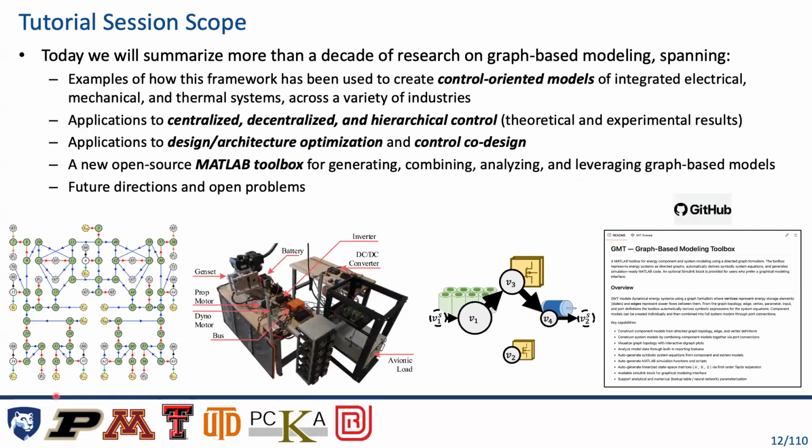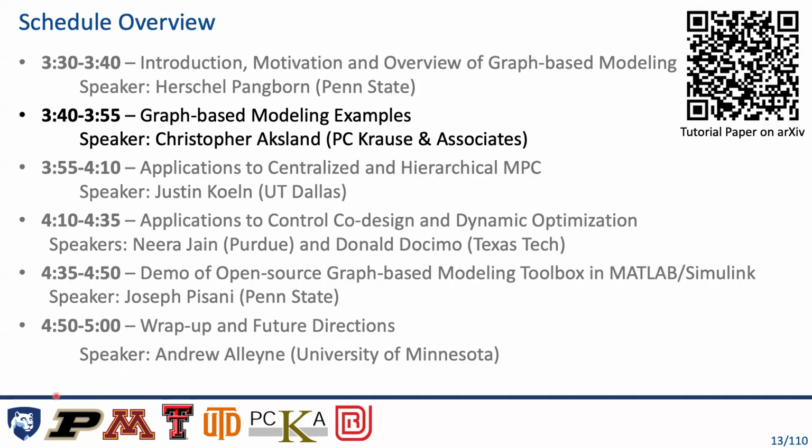All right, so this is kind of a bullet on each of the presentations we're going to give for the remainder of this talk. So we're going to show you some examples of how to build models in different domains. We're going to show you how this has been used over the last 10 years for control, how it's been used over the last 10 years for design and architecture optimization. Then we're going to show you this new toolbox that's up on GitHub now, where you can start building and analyzing your own graph-based models. Then we'll have some time for future directions and open problems at the end. All right, with that, I will hand things off to Chris.